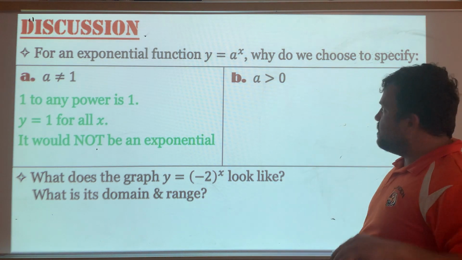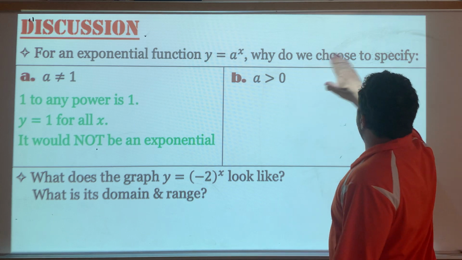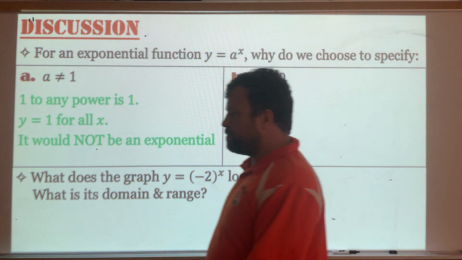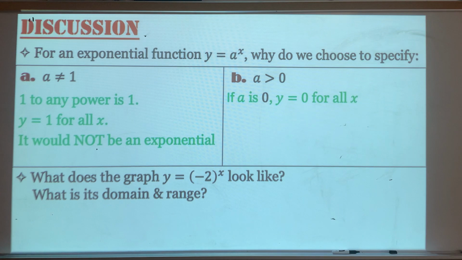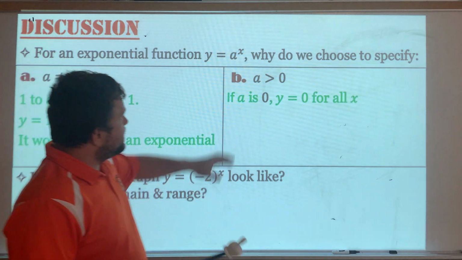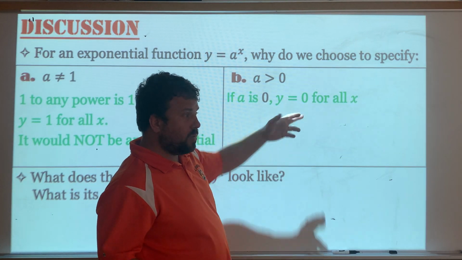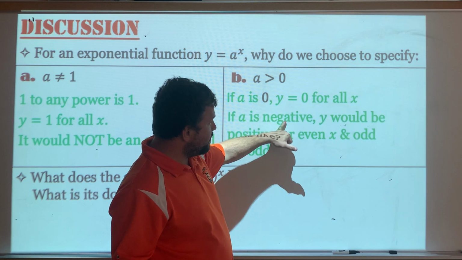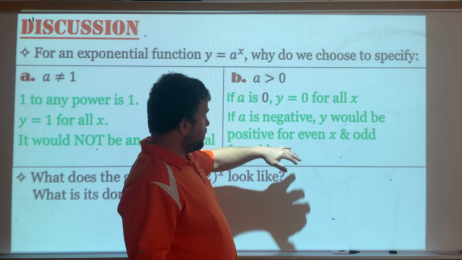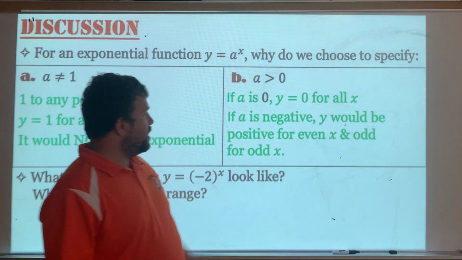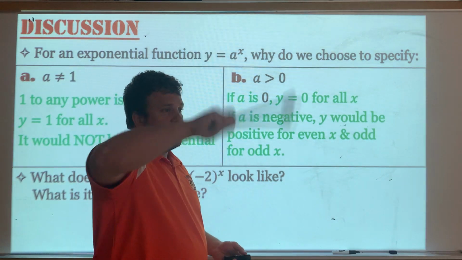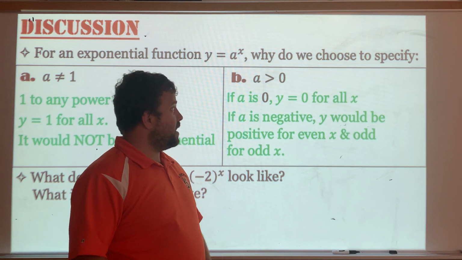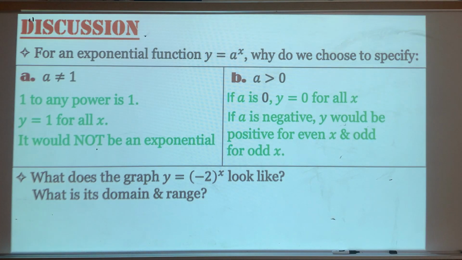Alright, B. Why is a greater than 0 and a is never negative? What do you think? That's easy as well. If a is 0, y equals 0 for all x. So if a is 0, whatever x is, y is 0. And what's y equals 0? Well, then y would be a horizontal line. If a is negative, y would be positive for all the even x's and negative for all the odd x's, meaning your graph would jump all over. It wouldn't be a continuous graph. So that actually has two reasons.